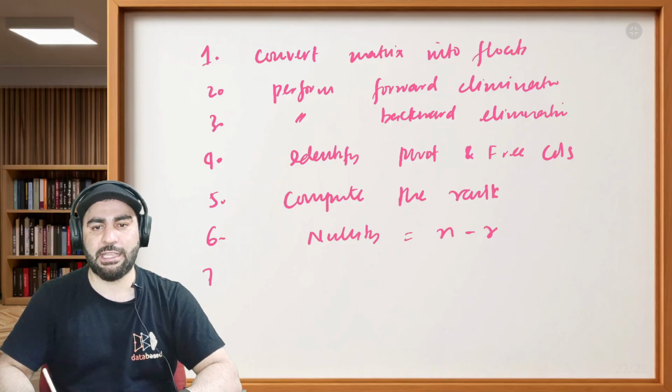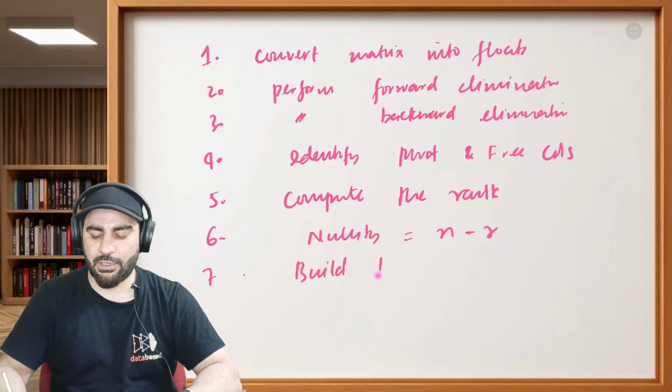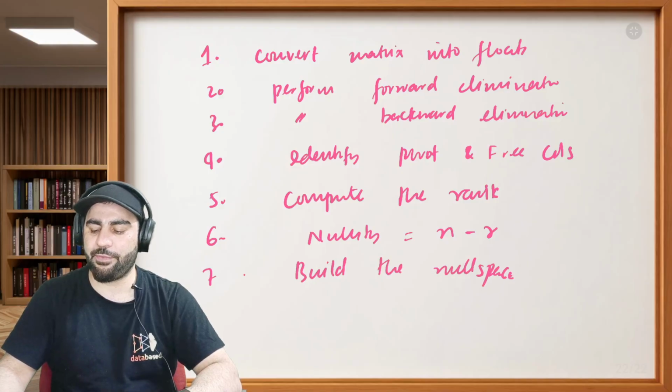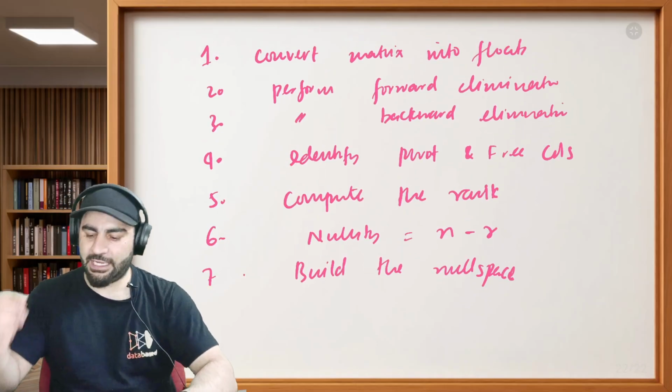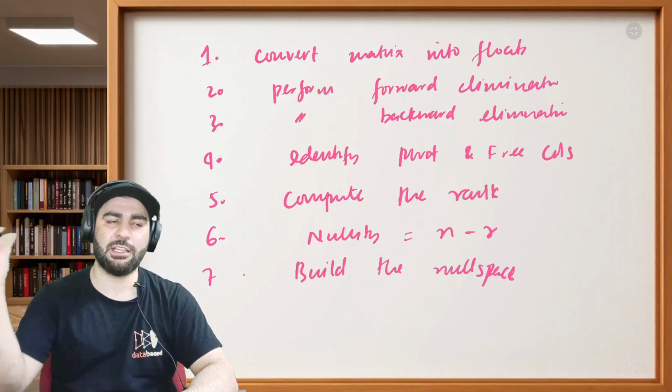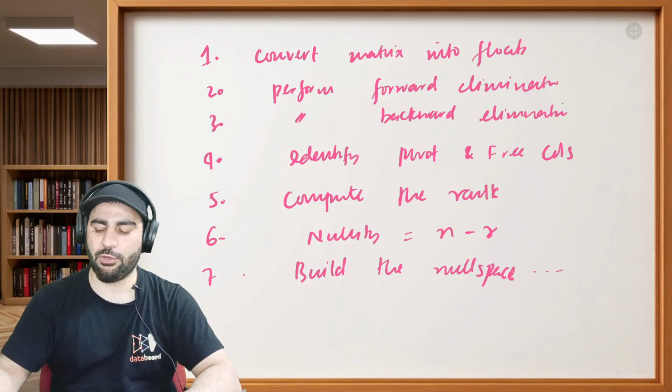And then the seventh step is that we'll build the null space. We'll build the null space basis, because we have to build a basis. Build the null space basis by setting each free variable initially to 1 and the others to 0, and then solving for the pivot variables. You know the whole of this procedure, so I will not write out everything.